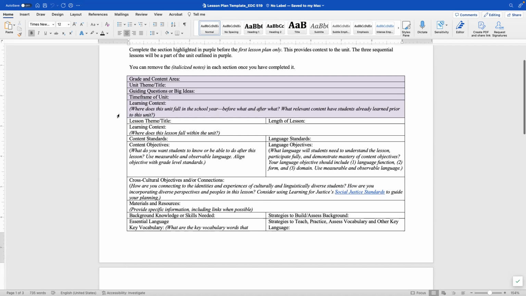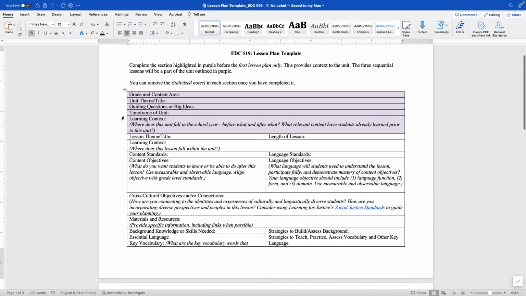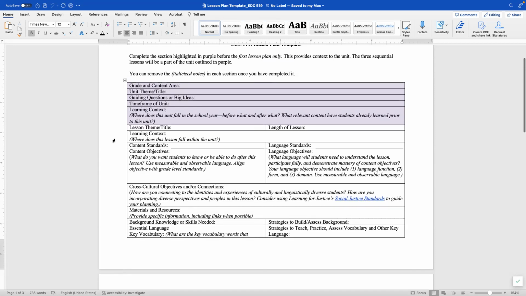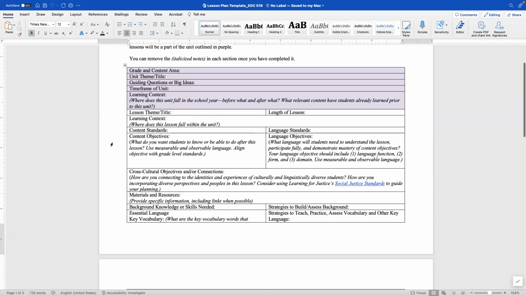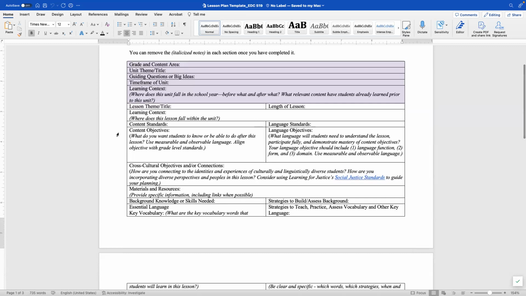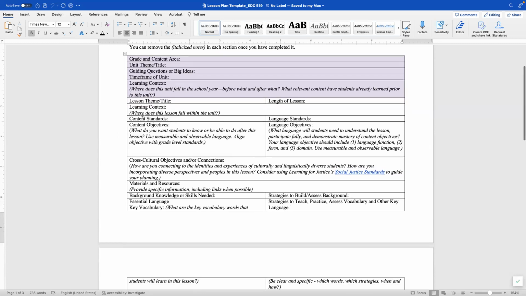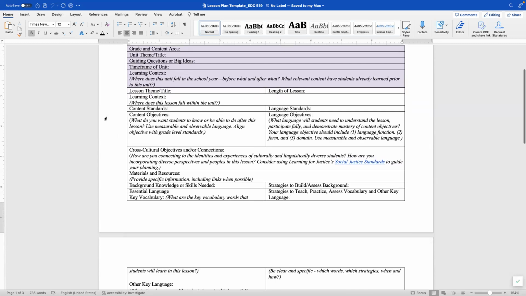From there, you will move into creating your lessons, and you'll create 3 different lessons that are sequential, as we noted in the previous video. So you'll be copying and pasting this part 3 times once you've developed your lessons. And so I'm just going to point out a few things here. Most of these are, I imagine, things you already planned for when you're writing a lesson. Again, there's a place for you to give the context, explaining where it falls within the unit.